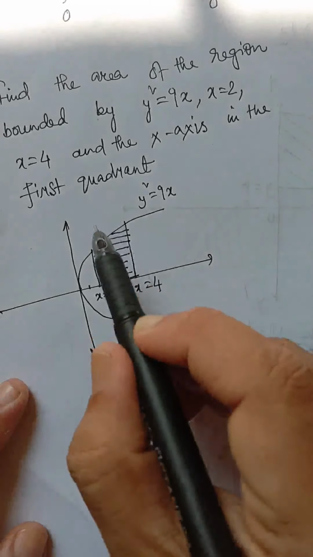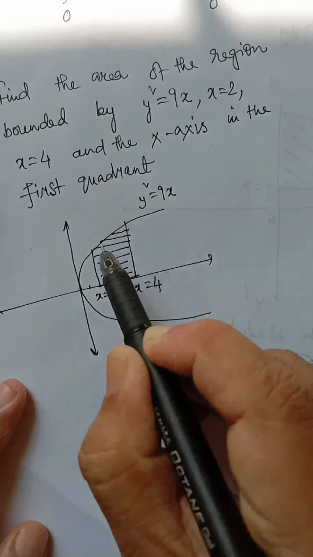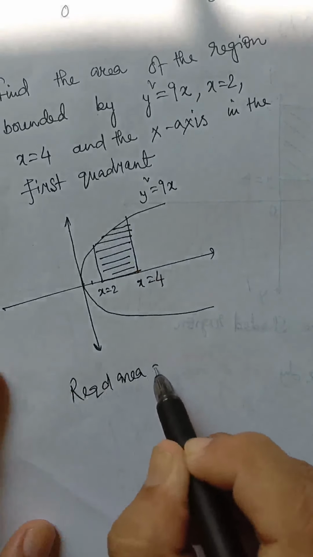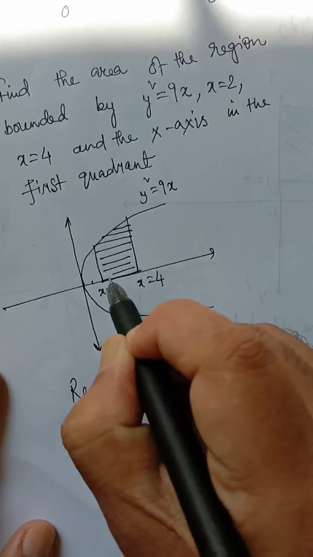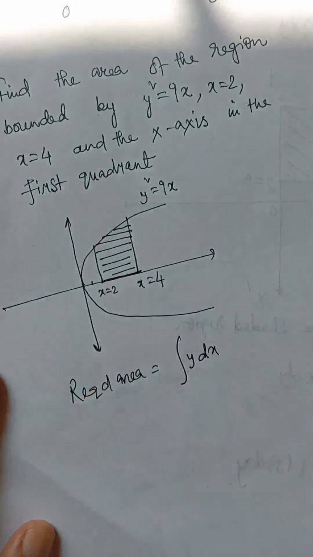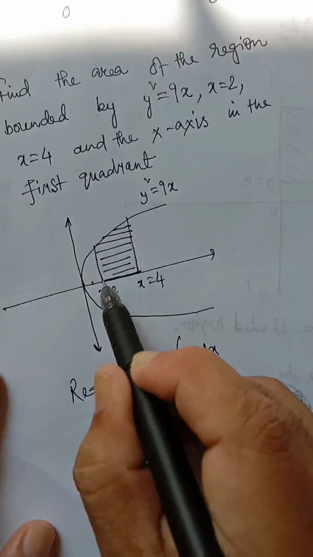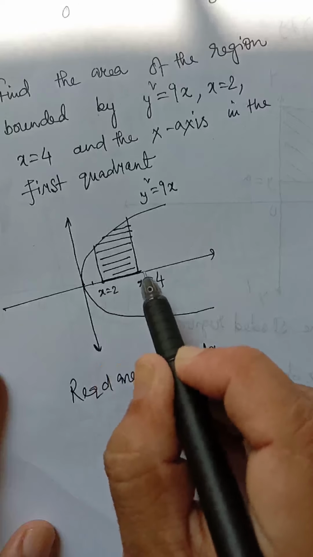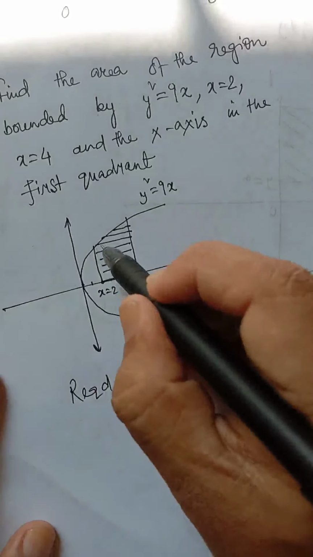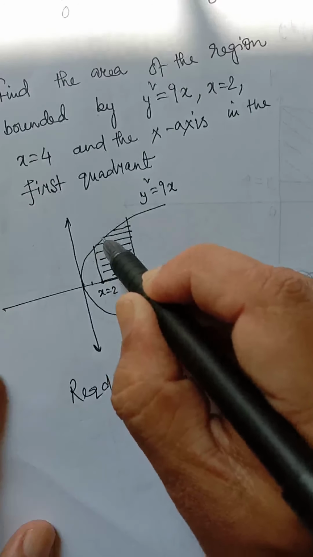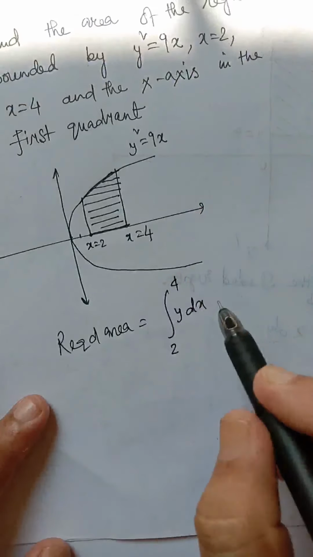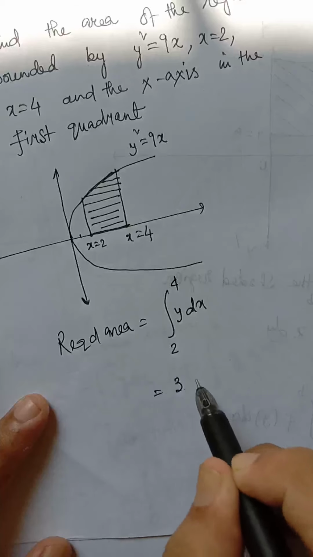Now consider the boundaries of this particular region. The required area equals, just consider the boundaries. One of the boundaries is the x-axis. So the area will be the integral of y dx. On the x-axis, the region varies from 2 to 4, so it will be from 2 to 4. And y we have to replace from the equation of the upper boundary, the equation of this curve. We know y square equal to 9x, so y will be root over 9x, that is 3 root x.